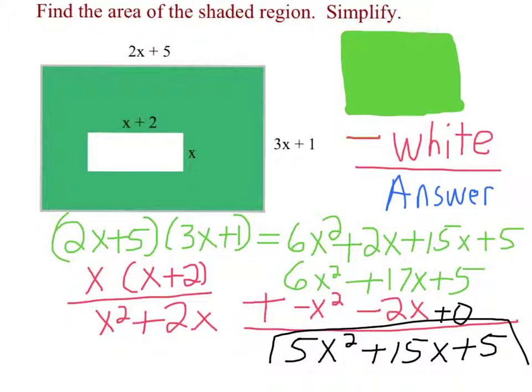Here's my answer. 6x squared minus 1x squared is 5x squared, and 17x plus negative 2x is 15x, and the 5 just comes down. That's the area of just the shaded region.